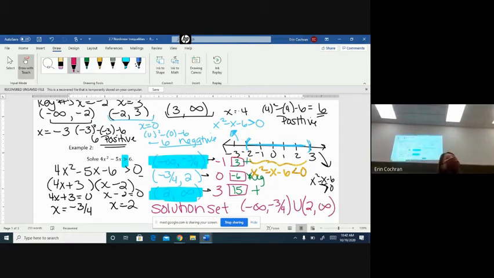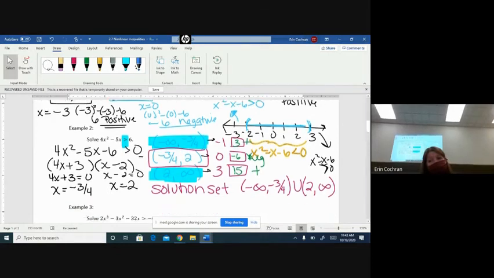Now, if it was less than, what would be my solution set? If I wanted less than 0, we would have to have the values that are less than 0. What kind of numbers are less than 0? Negative numbers. So I would have just used that one if it was less than. Okay. All right. Any questions on that?